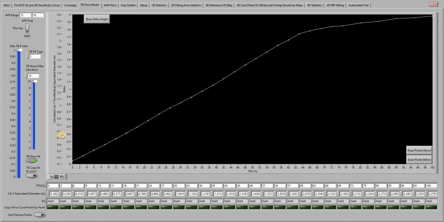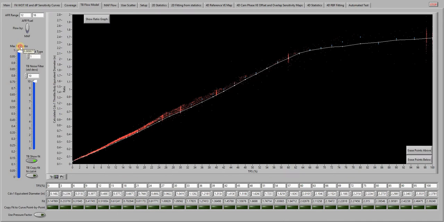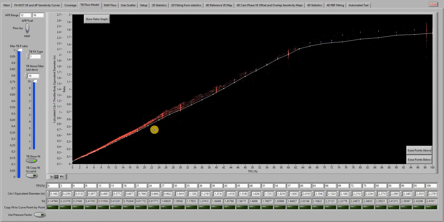Now what that is, if you imagine that you replace the throttle body with a variable orifice, and that orifice has a perfect discharge coefficient of 1, basically back calculating, what would that equivalent diameter be as a function of throttle position. So let me wiggle this so it updates here. Alright, there we go. So the red dots are back calculated equivalent diameters based on airflow as estimated by AFR times fuel within this AFR range.